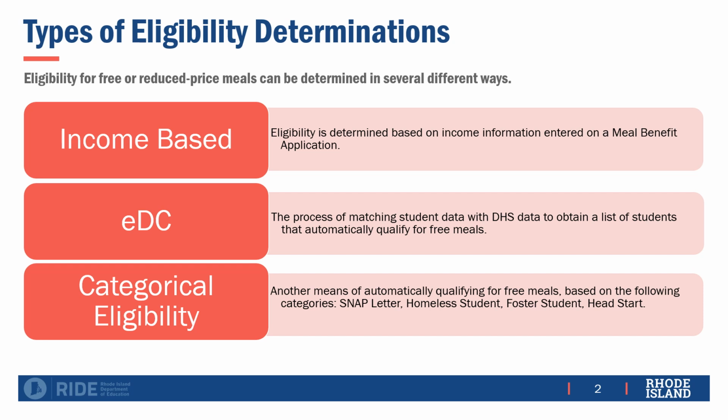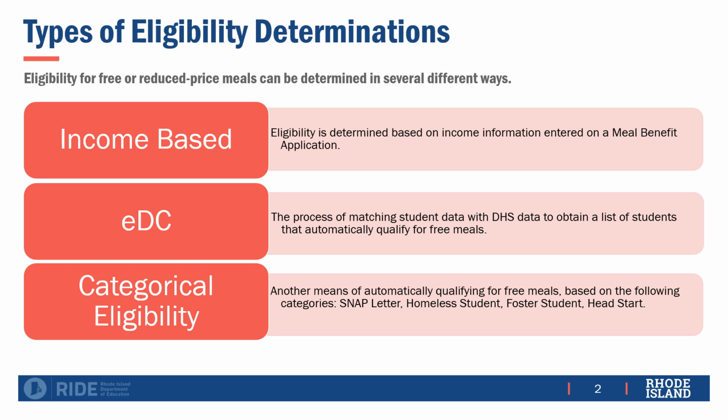The first method listed here is the income-based method, which is based on income information entered on a meal benefit application. The second way to determine meal benefit eligibility is through electronic direct certification, which is the process of matching student data with DHS data to obtain a list of students that automatically qualify for free meals.